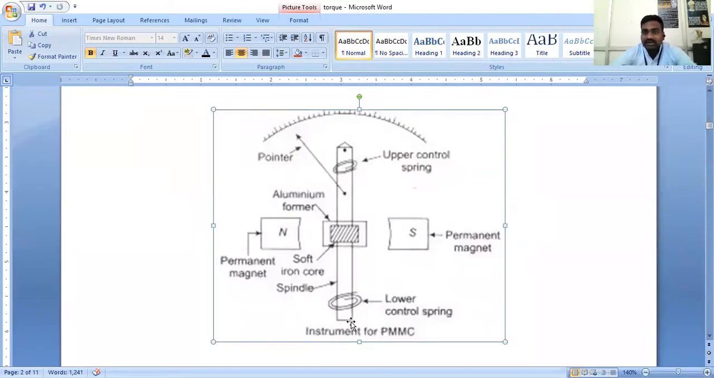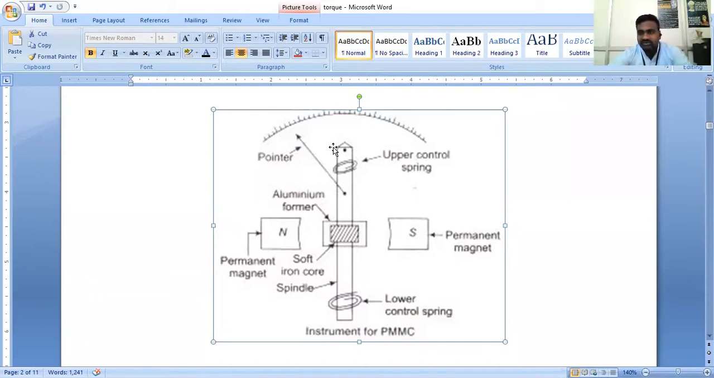Whenever the conductor experiences an EMF, current will start flowing in the conductor, and that is the current carrying conductor placed in the presence of the magnetic field. It will experience a certain amount of force and it will start rotating. So is it clear? This is the exact principle of our instrument. I just took a sample instrument, the PMMC instrument, permanent magnet moving coil, and later I will classify the types of instruments. I'm just explaining the operating principle of an instrument.